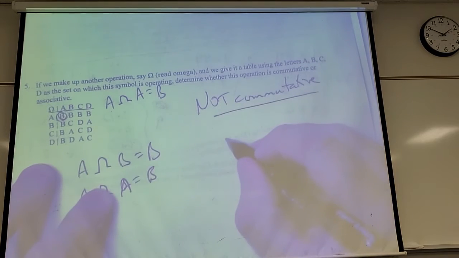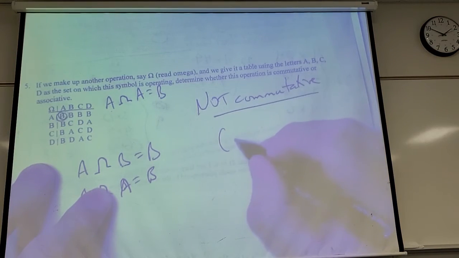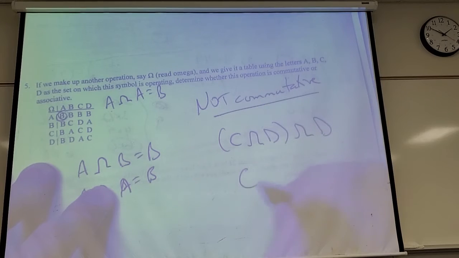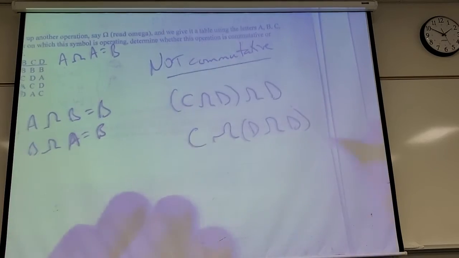So we can pick something like, let's do some with the C's and the D's because they seem to be having trouble, right? C omega D versus C omega, oh crap, I can't even make the right symbol, omega D. Poor little dude.